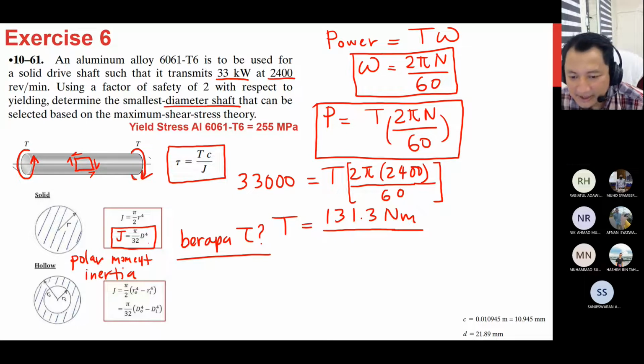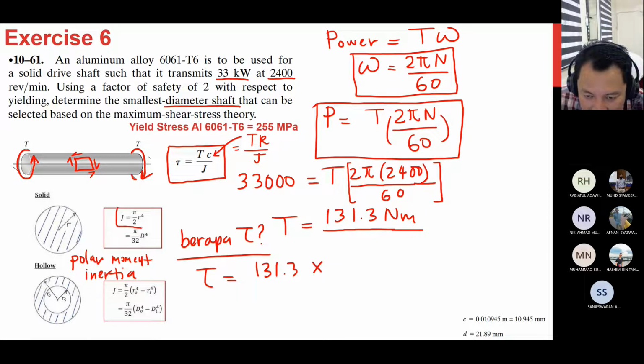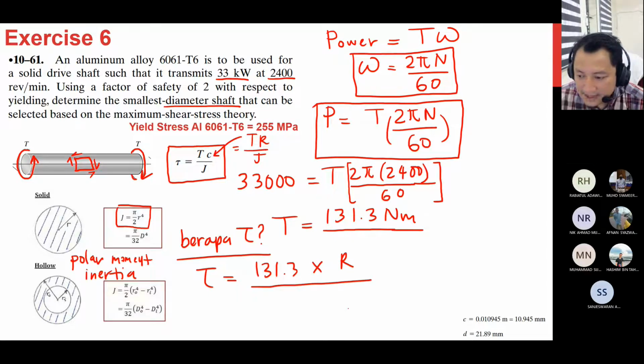Never mind, find the shear stress first. Shear stress equals 131.3 times C. C stands for radius, R. Sometimes people write C, sometimes R. I learned it as TR over J. Depends on how you want to do it. It is good to use the formula with R so that the equation can cancel out. So we're going to put R here. J is equivalent to pi R to the power 4 over 2. So simplify the equation a little.